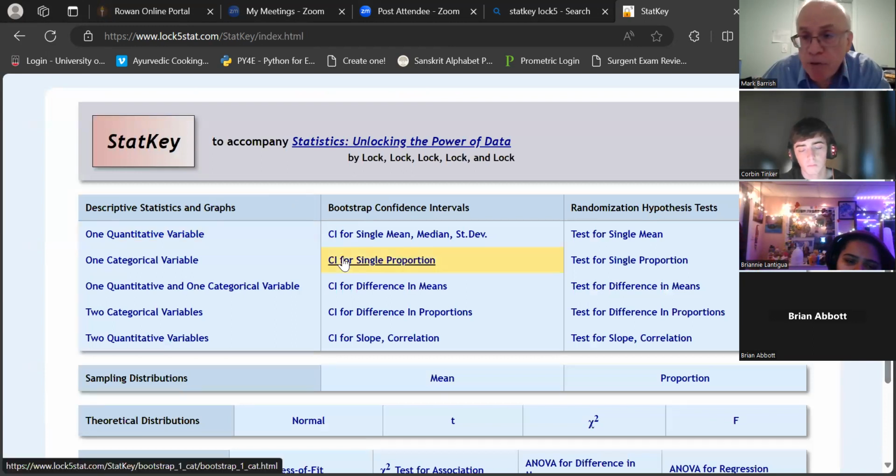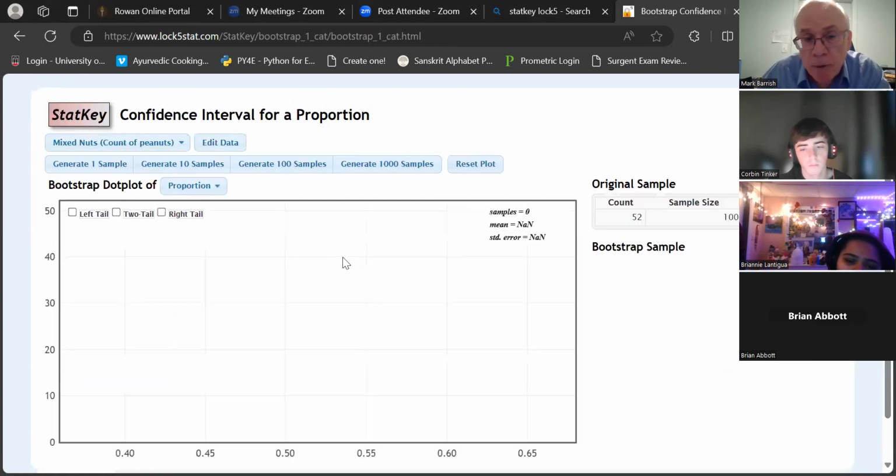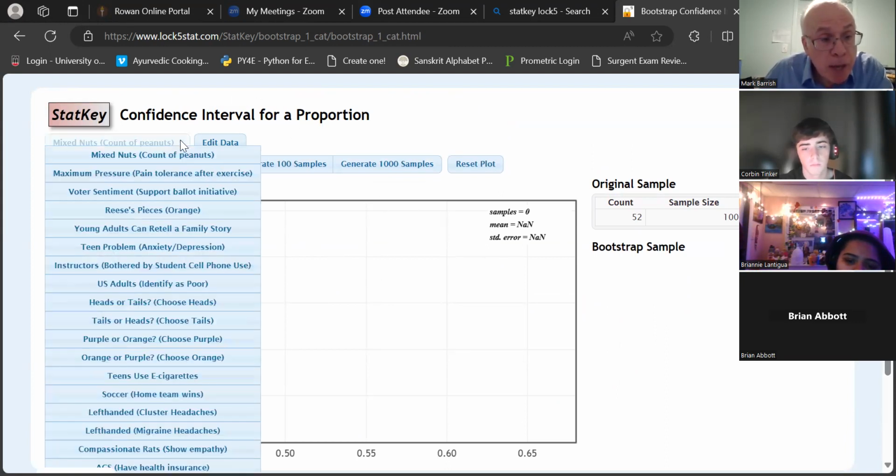If I want to do the same thing for proportions, I click CI for proportions. Now, you have different examples here also for proportions. So they'll have a sample size and then they'll have a count. All right, sample size and a count. The count divided by the sample size, of course, is our sample proportion. And in the same way, you'll get bootstrap sample proportions. The same thing.